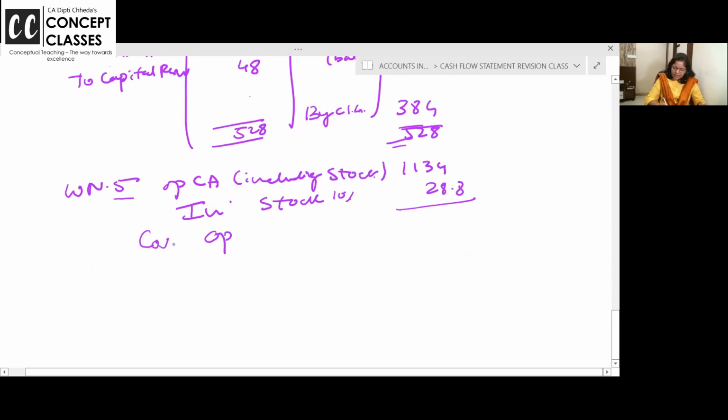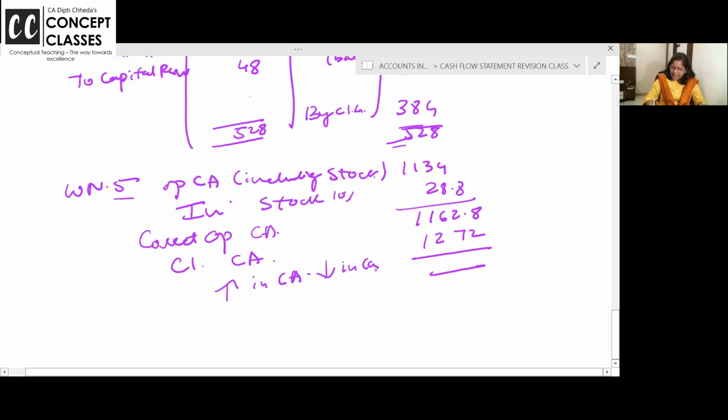Now what is the correct opening current assets? 1134 plus 28.8, 1162.8. And closing current assets are how much? 1272. Increase in current assets, decrease in cash. Current assets बढ़ गए means more money is blocked in current asset. 109.2. Anyone in the class is having doubt?